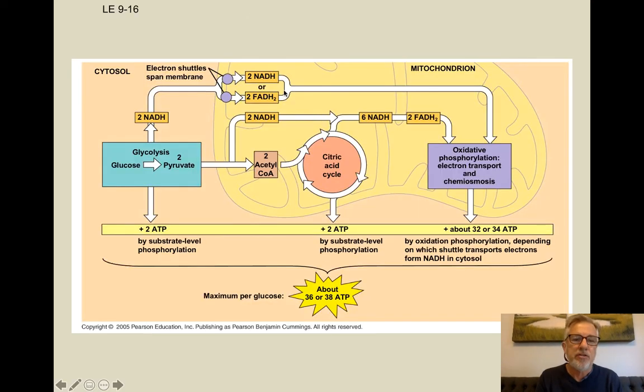Here's the whole process. This is a great diagram to get used to. You can see that most of the energy becomes NADH, and then that NADH is fed into the electron transport chain, but some of it is turned into FADH2. NADH transfers more hydrogen ions across the membrane than FADH2 does, and so altogether about 36 or 38 ATP are made. 2 by glycolysis, 2 by the citric acid cycle, and then 32 to 34 by electron transport.